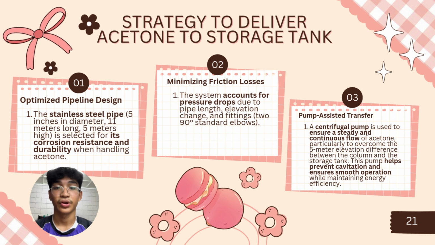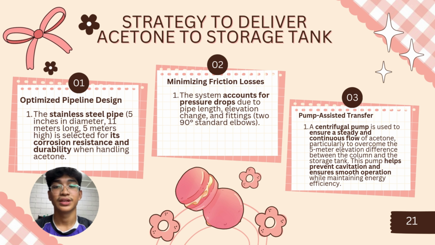Moving on to the second point, which is minimizing the friction losses. We take into account the pressure drop due to the pipeline, elevation changes, and fittings. The fittings that we have are 290 degrees standard elbows.